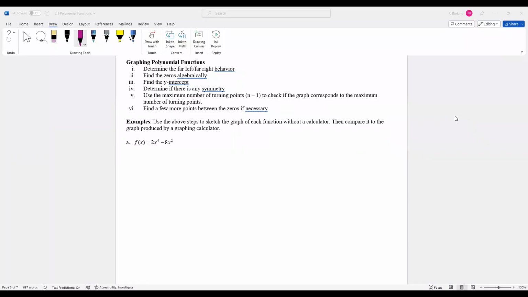In the last part of 2.3, we're going to put everything together now. We're going to talk about our behavior at the far left and far right. We're going to find the zeros algebraically. We're also going to find the y-intercept. Remember, the zeros are the x-intercept. We're going to determine if there's any symmetry. We've done that in previous videos as well. We'll go back and revisit that.